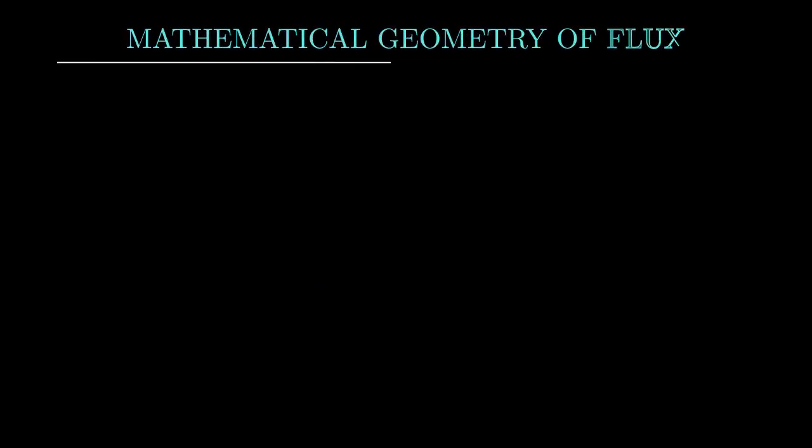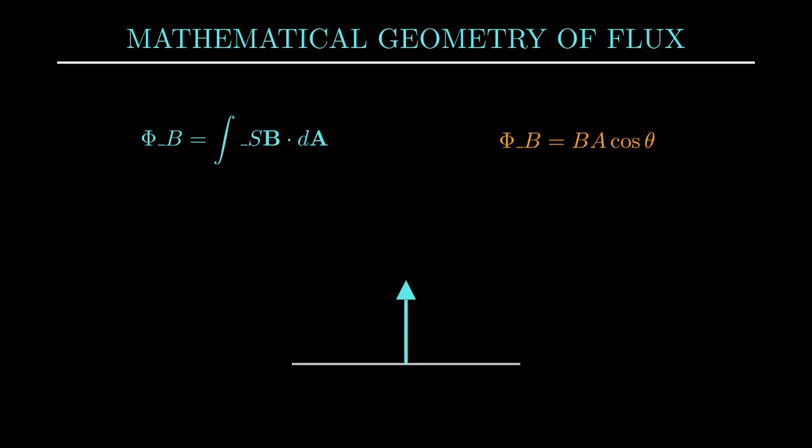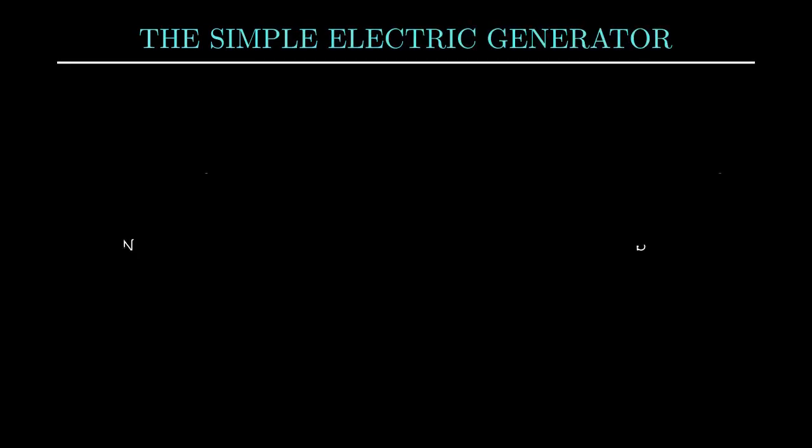Let's elaborate on magnetic flux itself. Magnetic flux, phi B, is defined as the integral of the magnetic field vector B dotted with the area vector dA over a surface S. Phi B equals the integral over S of B dot dA. For a uniform magnetic field passing through a flat loop of area A, this simplifies to phi B equals BA cosine theta, where theta is the angle between the magnetic field lines and the normal vector to the loop's surface. This angle is where the geometry truly enters the picture.